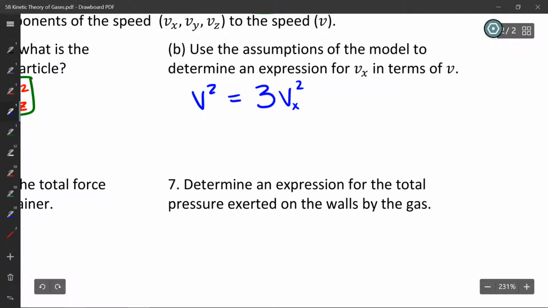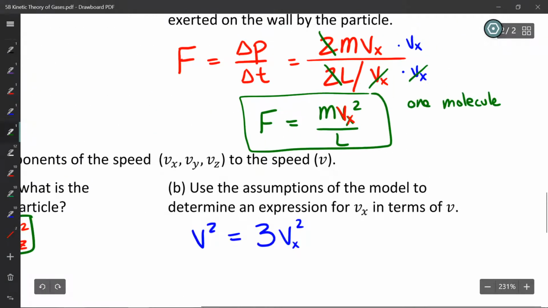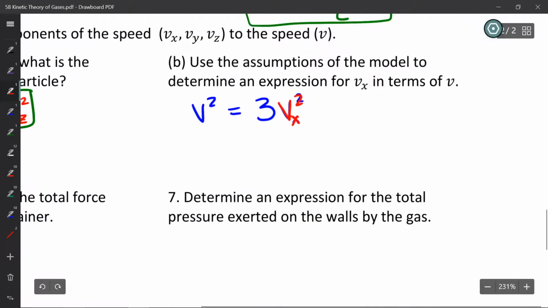And we get this, and then we can solve for Vx. The reason we want to solve for Vx is because that's what's in our expression up here. We really want to know what Vx squared is, so we can substitute it up into there. If we solve for Vx squared, we get that Vx squared is equal to 1/3 of V squared.